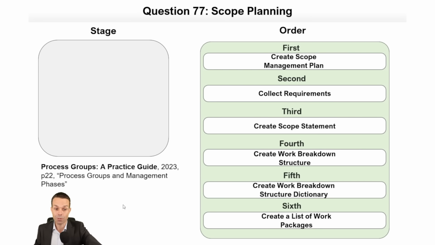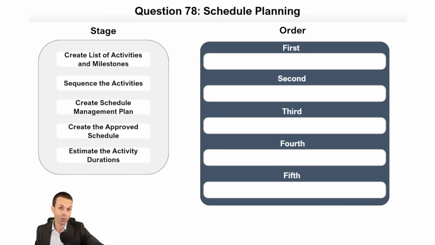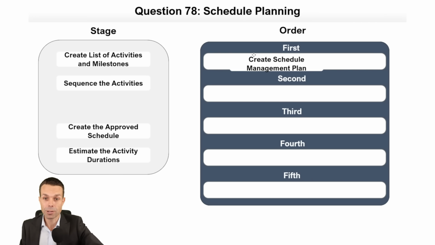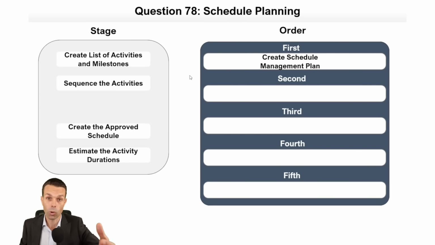Process groups and management phases under page 22 to look at that process. Very, very handy to have. And of course, once we've planned and gathered and collected our scope, then we can look at planning our schedule and figuring out how we're going to do that. And remember, the first thing we do is planning out how we're going to manage our schedule. Who does what? What are the steps that we're going to take? What's our schedule management plan? Now, what do we need to do next?